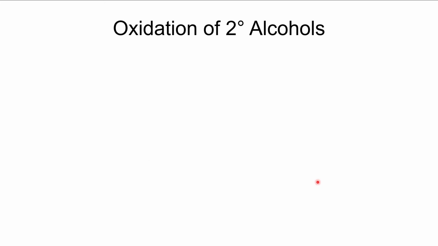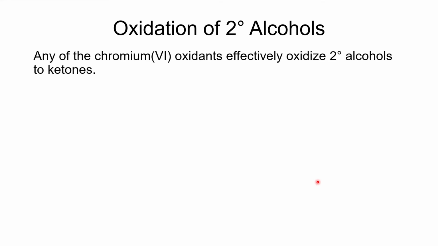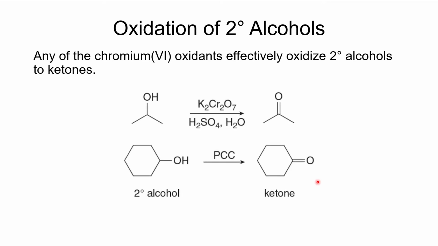Okay, so let's look at secondary alcohols first. With a secondary alcohol, we can use any of our chromium 6 oxidizing agents to oxidize our secondary alcohols into ketones. So here we've got isopropanol, which is just rubbing alcohol. And if we use the potassium dichromate, sulfuric acid, and water, we can oxidize that and form this, which is acetone.